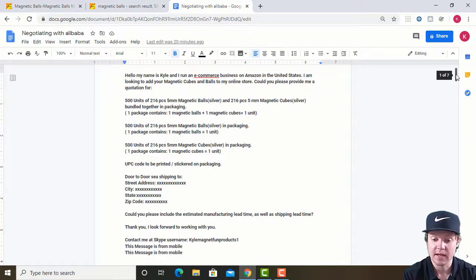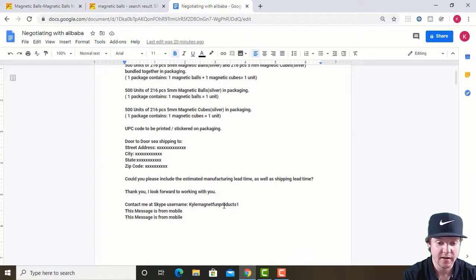And also one more thing, guys, on this page, as you can see right here, Skype is huge when it comes to talking to China. They always like to take it off the Alibaba messaging platform and do Skype. But when you get down to making the deal, make sure everything's put through the Alibaba Messenger, just because it's on the website itself.